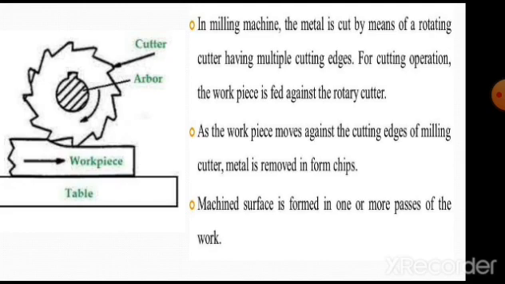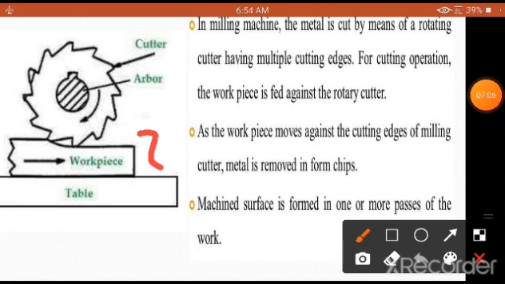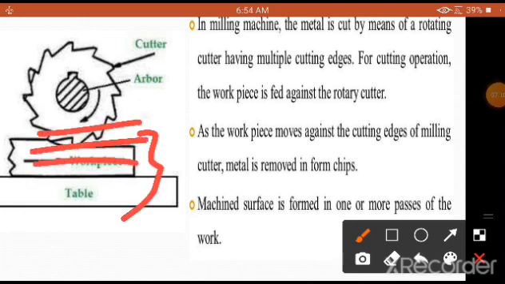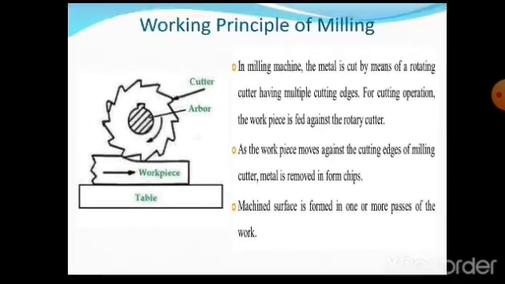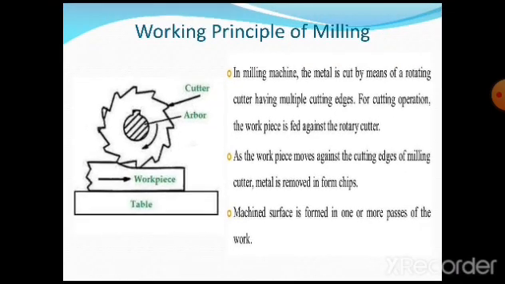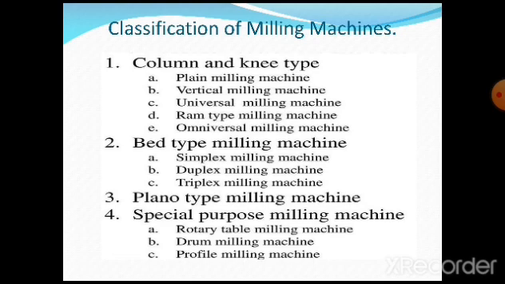The machined surface is formed in one or more passes of the work. That means the number of cuts depends upon the reduction of height. We need to give the number of passes for the workpiece based on how much thickness we want to reduce.